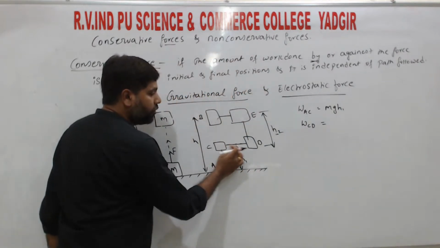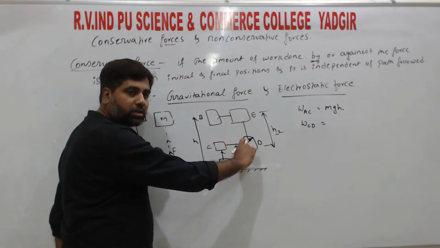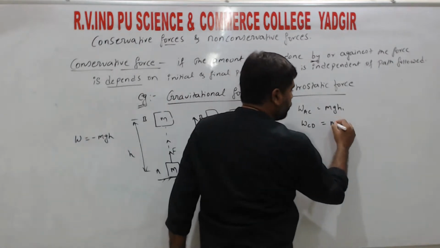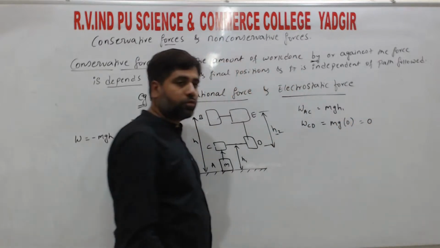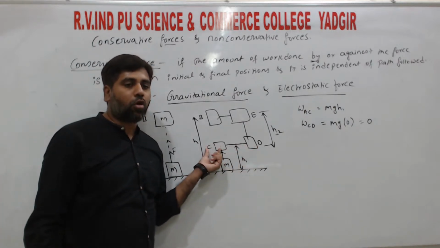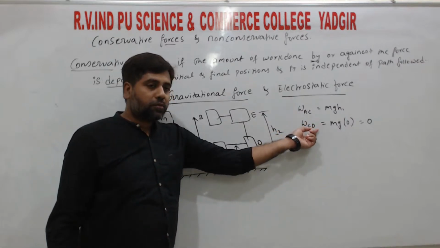So from C to D we don't have any height, it is a horizontal displacement, so there is no height here. So height is 0, right? So mg into 0 is equal to 0. So there is no work done while bringing the object from C to D. So for horizontal displacement the work done is 0, right?